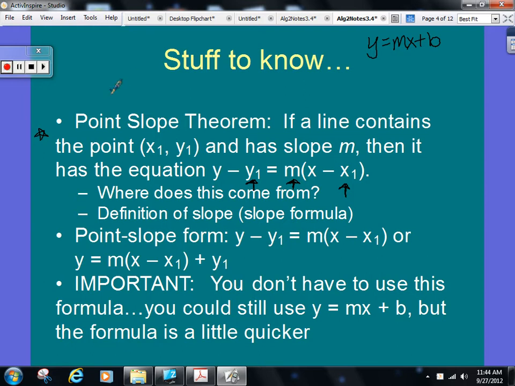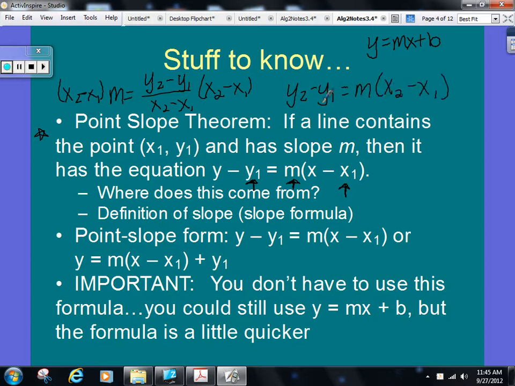This is coming from this guy, and everybody knows this, rise over run. If I multiply both sides by x2 minus x1, that's where this point-slope formula is coming from. I now have y2 minus y1 equals, there's my slope, m, times (x2 minus x1). Except they don't have the 2's. They just left those out. So that's where the formula came from.